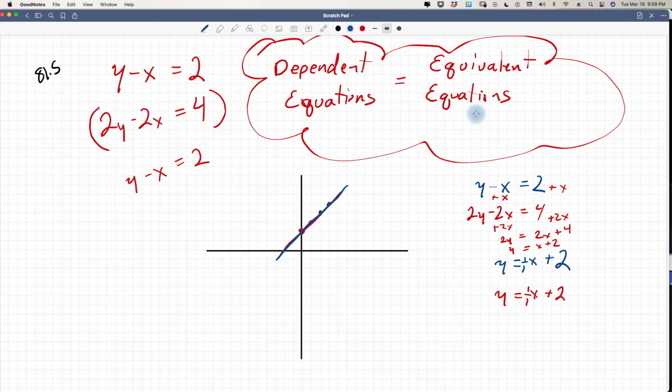If you have equivalent equations, you're going to want to check it out and see if you do. If you have equivalent equations, they're dependent equations, which means they are just going to be graphed right on top of each other. And you can graph the one line and then label it with both of these. So you could say that that is y minus x equals 2 and 2y minus 2x equals 4. It is both, right? Or you could even say dependent equations over here, and that would work just fine.